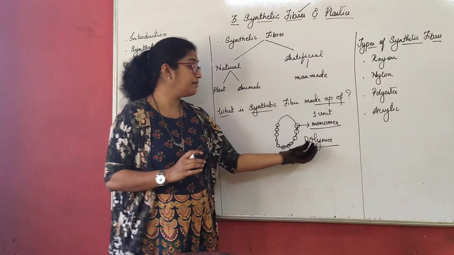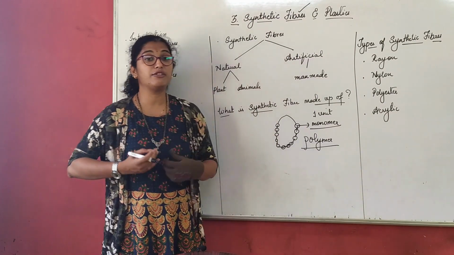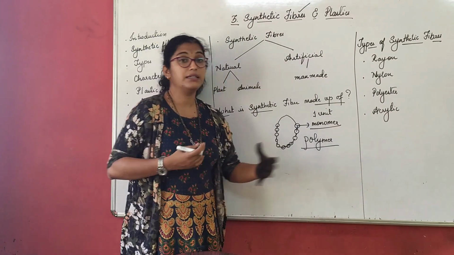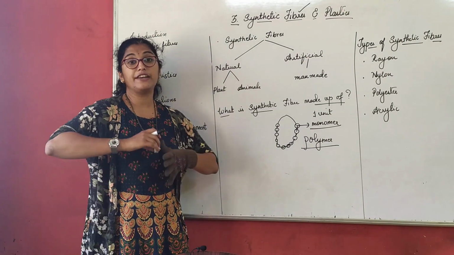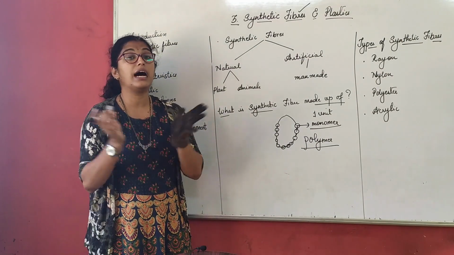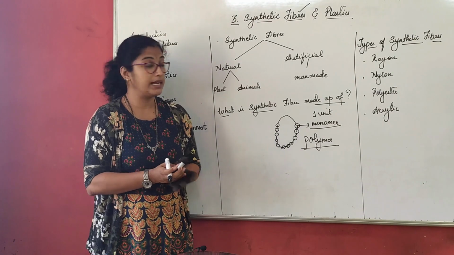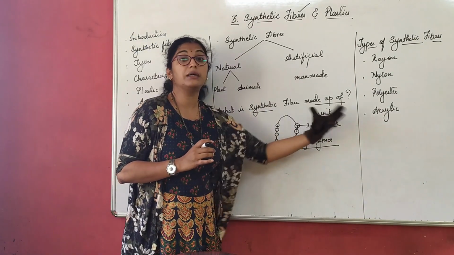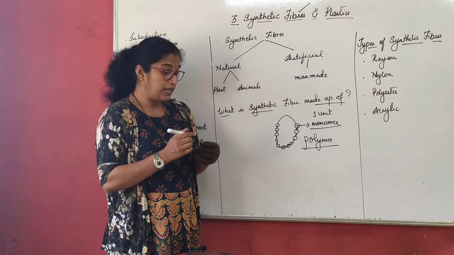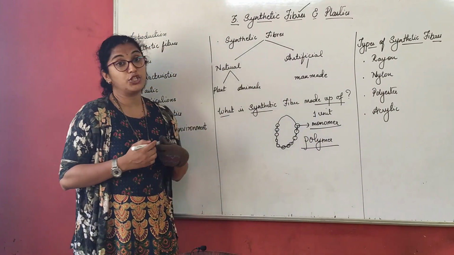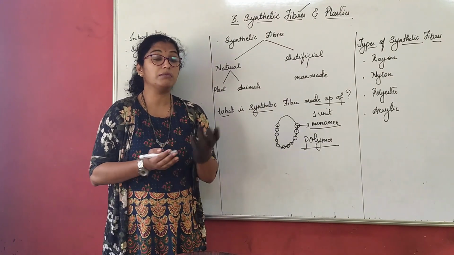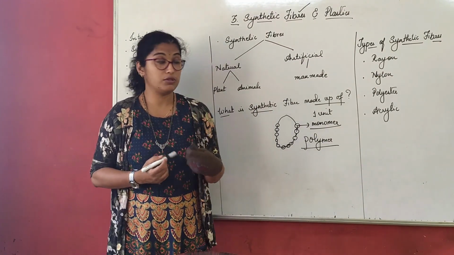Now, what do you mean by the word polymer? It is derived from the Greek word, poly means many, mer means unit. So many single units put together form a polymer. Now synthetic fiber is made out of a polymer. Well, what about natural fiber? Natural fiber is also made out of a polymer called cellulose.